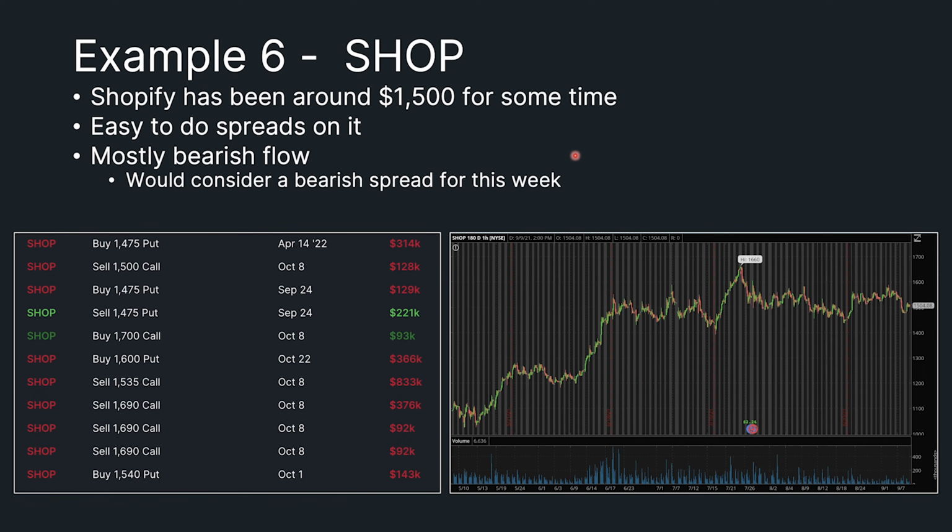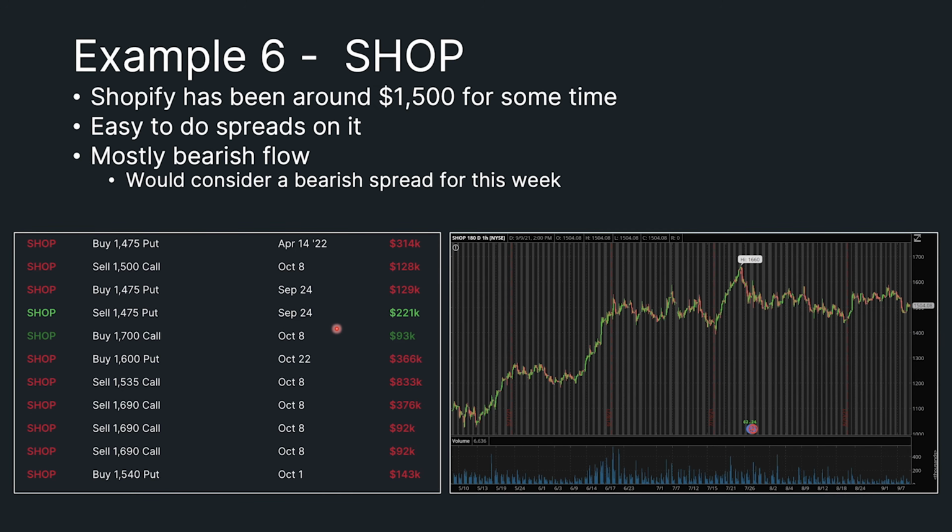Lastly, I have an example here on Shopify. Shopify has been hovering around $1,500 for quite some time. So it's easy to do plays on it that can really go in either direction and just wait until they're profitable. If you're doing a long call or put, I would advise against that because you have a limited amount of time and it's decaying quickly. But something like a spread is a lot easier because your time decay is helpful when it's profitable actually.